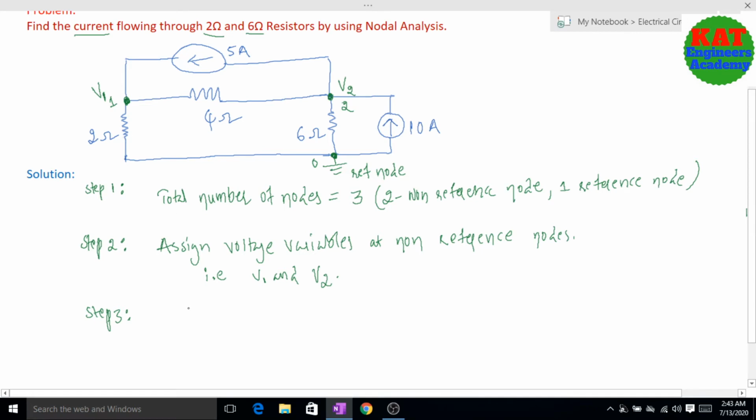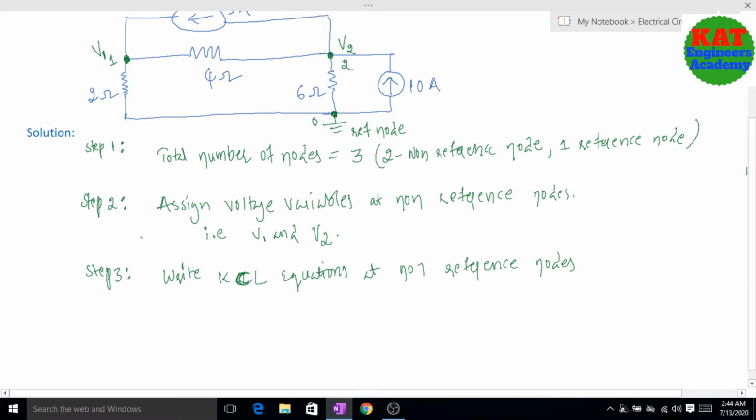Okay. Step 3 is to write KCL equations at non-reference nodes. Okay friends, whenever you are writing the KCL equation at a non-reference node, you have to remember one important point. Here we have to follow some steps. Before writing the KCL at the first node or second node, first you have to assign the current directions.